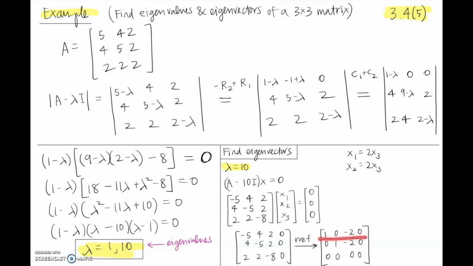So this up here tells us that x1 equals 2 times x3. This right here tells us that x2 equals 2 times x3. So our solutions will look something like this: 2, 2, 1. And if we want all the solutions, we add this scalar r, because it'll work for any of these. But this is our eigenvector that corresponds to this eigenvalue here. So it's our eigenvector for lambda equals 10, and our only job is now to go find the eigenvector that corresponds to lambda equals 1.